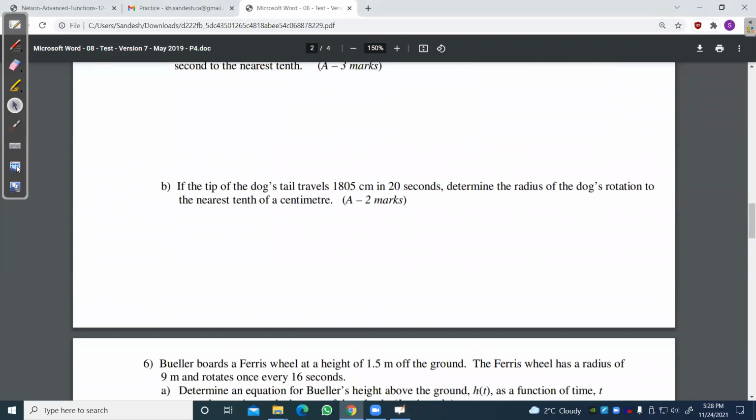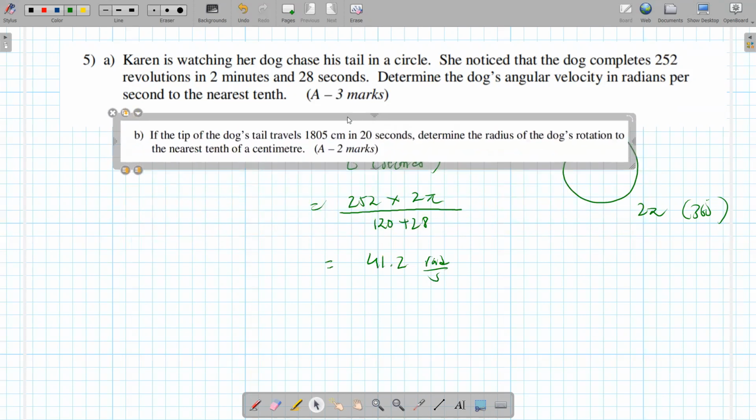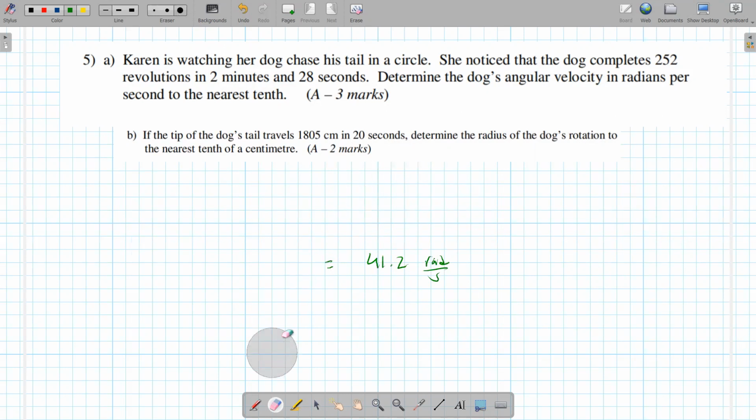There's a part B as well, though. That could be a little bit more difficult. Same question, like a follow-up question to that. It says if the tip, the dog's tail, travels this distance in this time, find the radius of the dog's rotation. That one is a little bit tricky, I think. How do we do this?